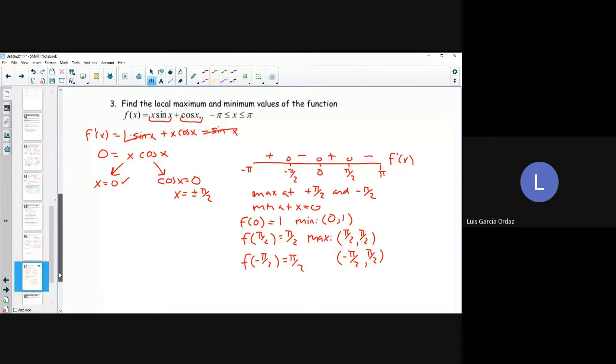Well, because I'm looking for maxes and mins, I just need to use my derivative chart to figure out where I'm increasing and decreasing. Okay, remember, my graph stops at negative pi and at positive pi, which means that I don't know what happens to the graph after the values of negative pi or after the values of positive pi.